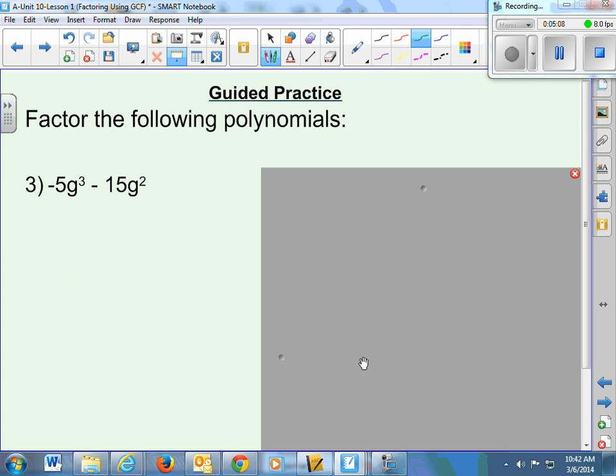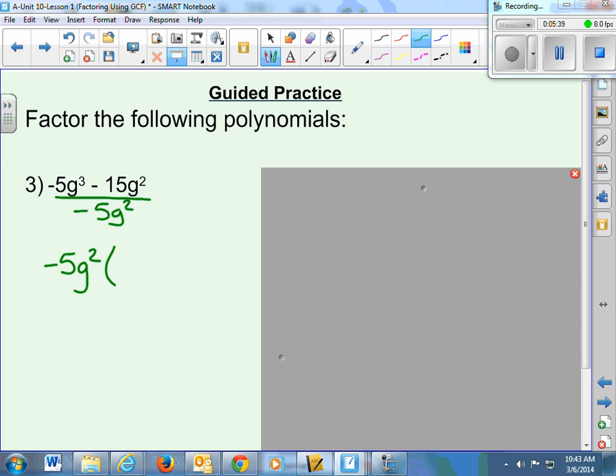Let's try a couple that are a little bit harder. We've got negative 5g cubed minus 15g squared. And the big GCF would be a negative 5. So we can divide them both by negative 5. If we look at g cubed and g squared, well, g squared is smaller. And set up our second expression. Divide both of these by negative 5g squared.